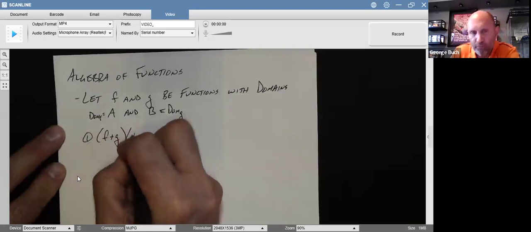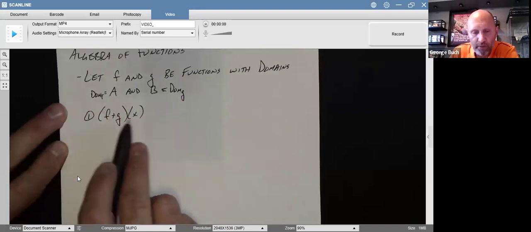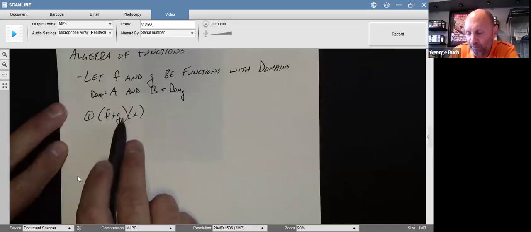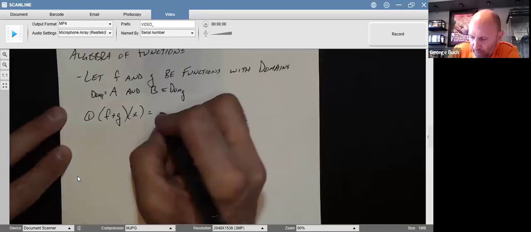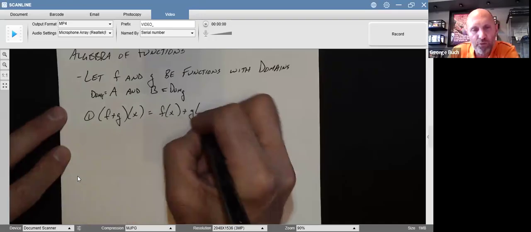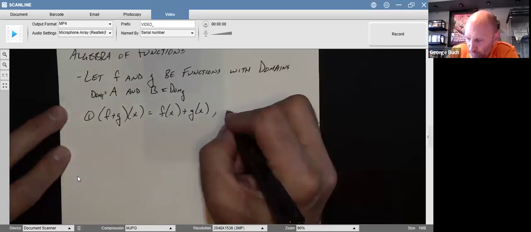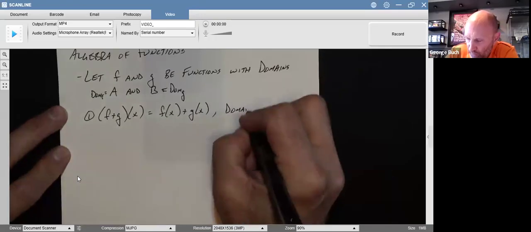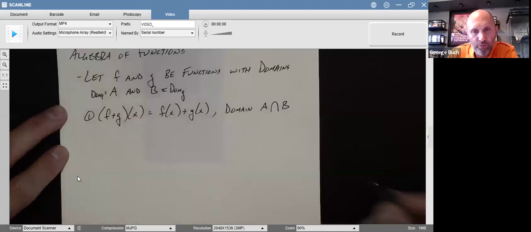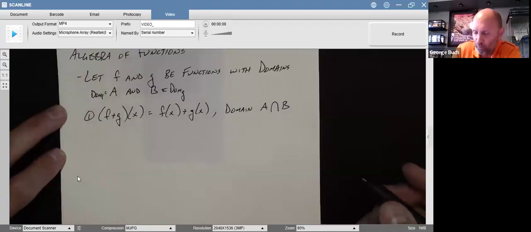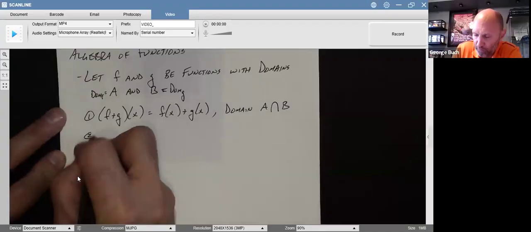When we have that, if I have f plus g of x, and that's how we would say this out loud, f plus g of x, this is that quote, essence of math is to make complicated things simple, not simple things complicated. It just means add the two functions together. And the domain for this combined function is just the intersection of A and B. So like we were doing before, we were finding domains, taking the intersection. That's what we're doing here when we have this algebra of functions.